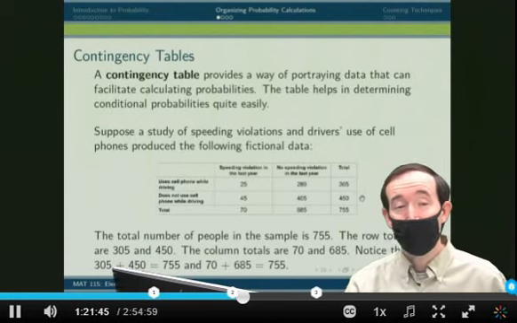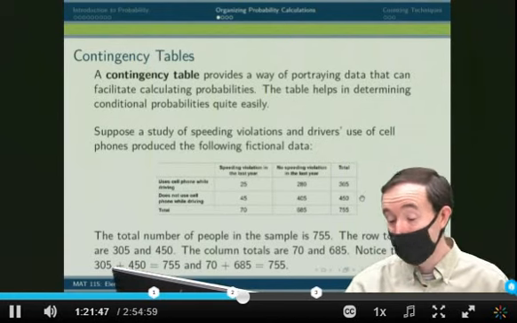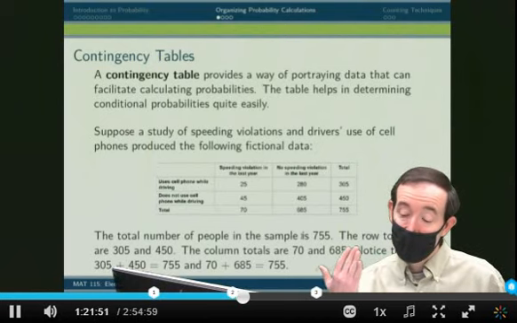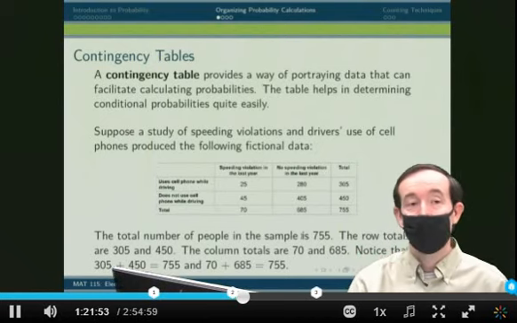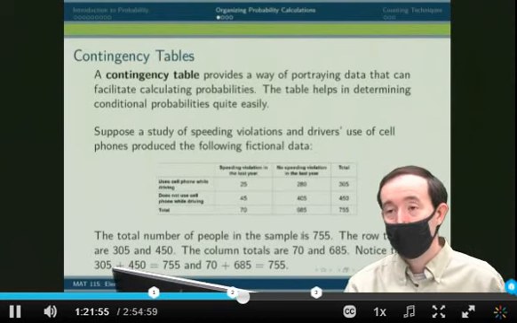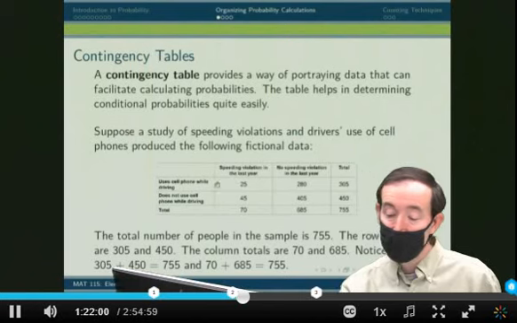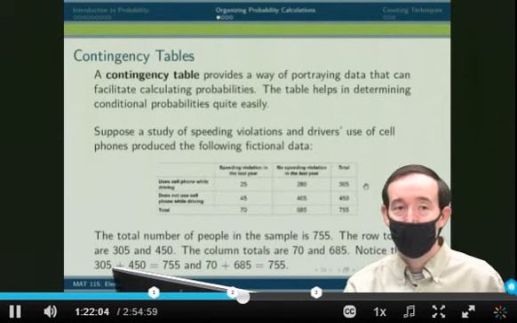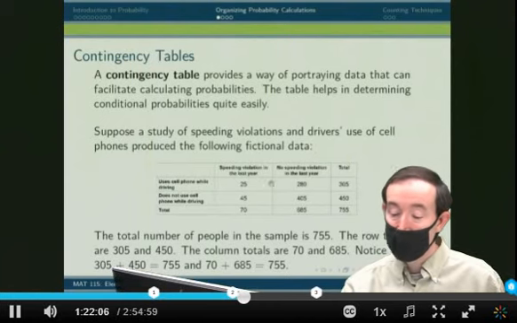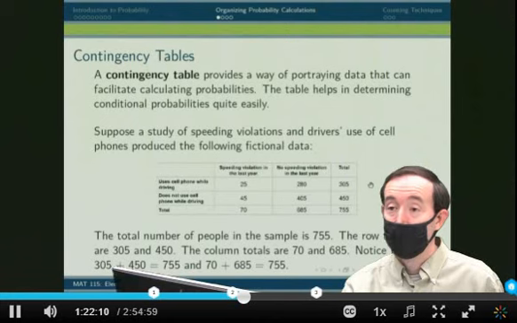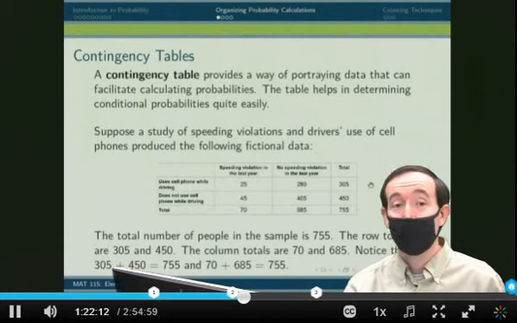And it's very useful in terms of conditional probabilities because, for instance, if I want to find the probability a person had a speeding violation given that they use their cell phone. Well, that means I'm assuming that they are already in this first row, and I only need to compute the probability using the first row. So the probability of a speeding violation then would be 25 out of 305.